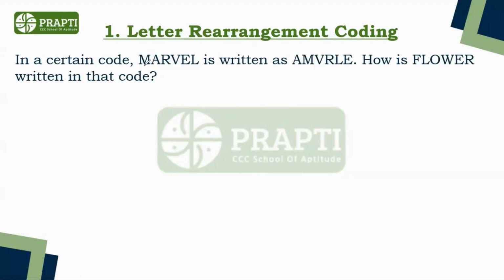In a certain code, MARVEL is written as A, M, V, R, L, E. You just see M and A have been interchanged. R and V have been reversed. In the same manner, E and L have been reversed here. In a zigzag manner, every two letters have been reversed.